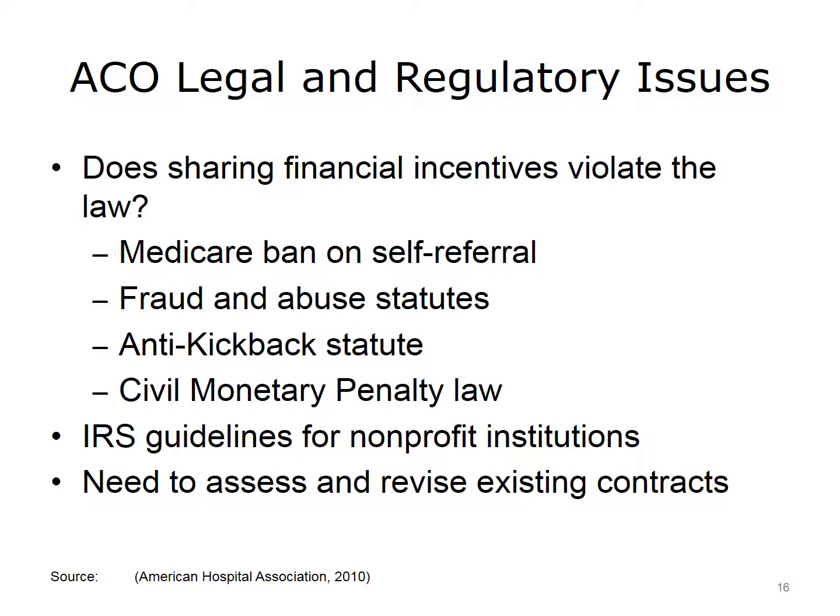In addition, nonprofit hospitals will need to make sure ACO participation does not make them out of compliance with the Internal Revenue Service guidelines for nonprofit institutions. As ACOs have developed, many of these issues have been raised and successfully overcome.